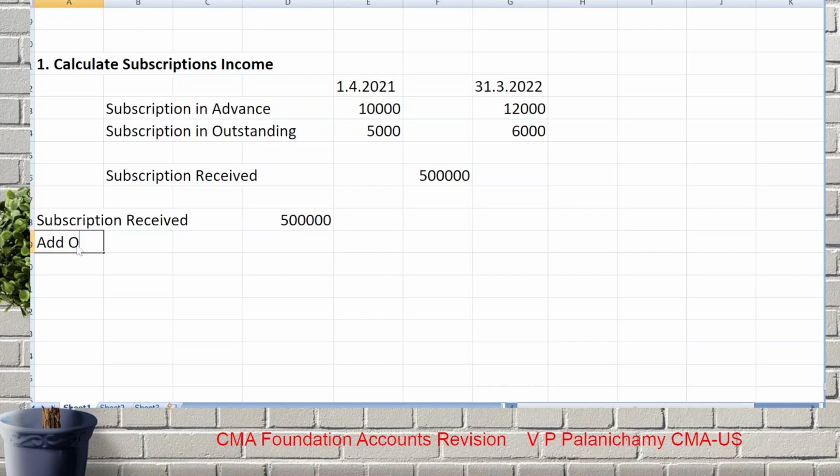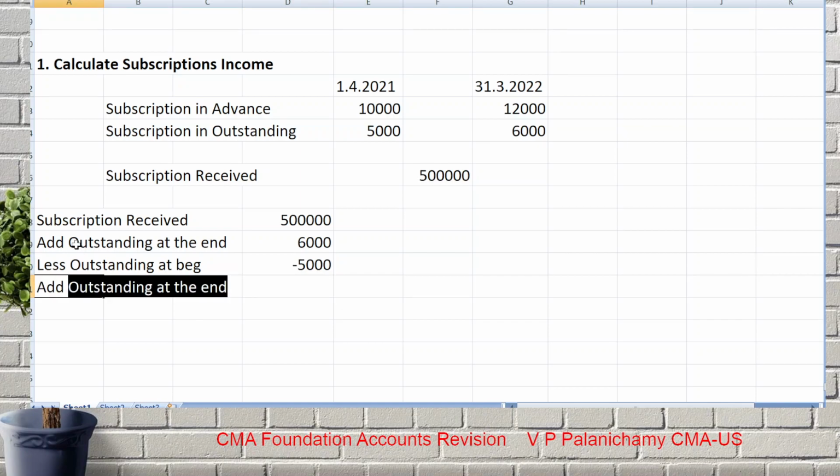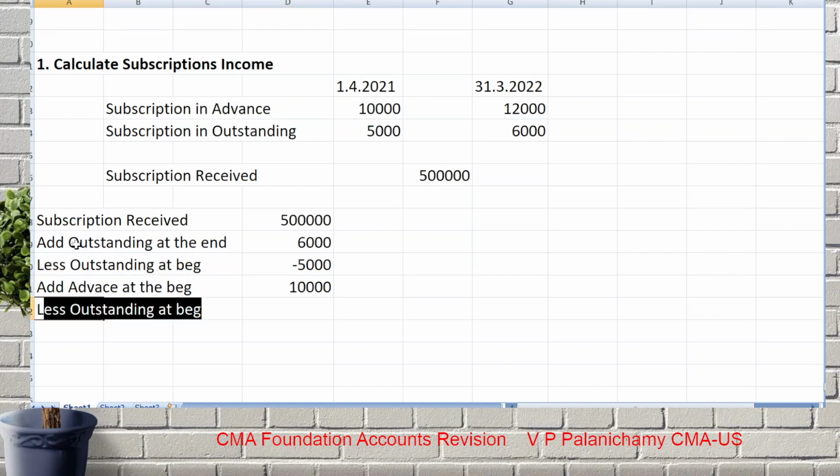Add outstanding at the end of the year, 6,000, less outstanding at the beginning of the year, because it's a last year item, so eliminate it. Add advance at the beginning of the year, because last year itself we got it in advance for the current year. Less advance at the end of the year.